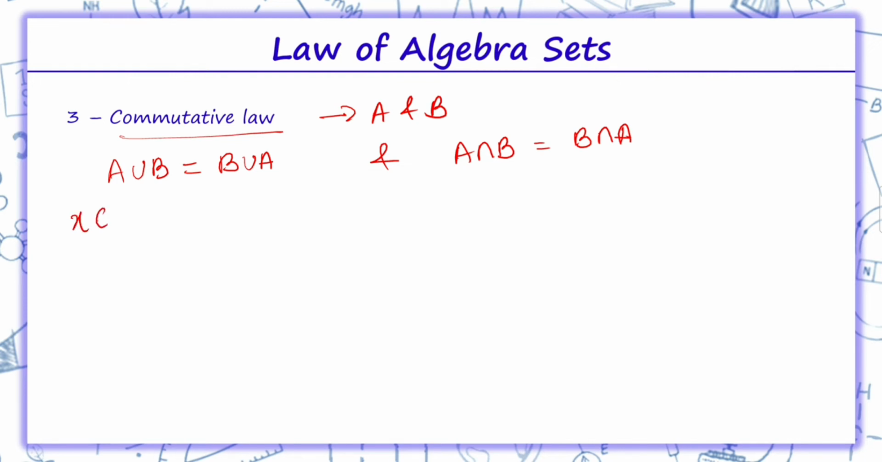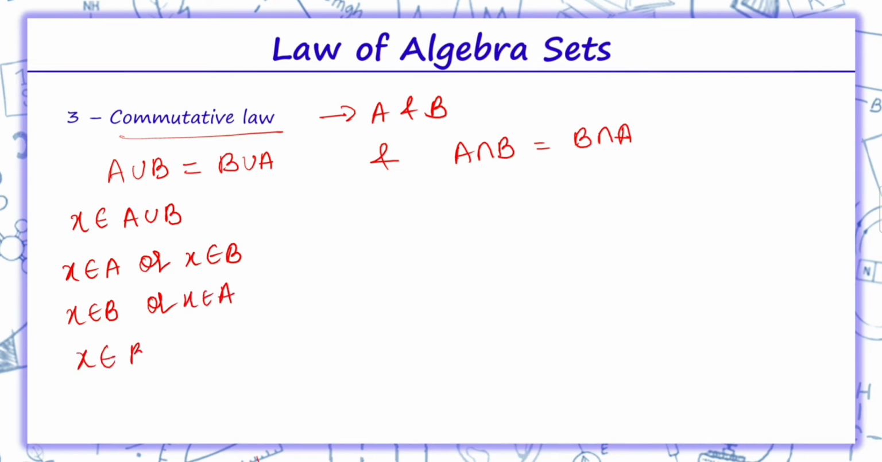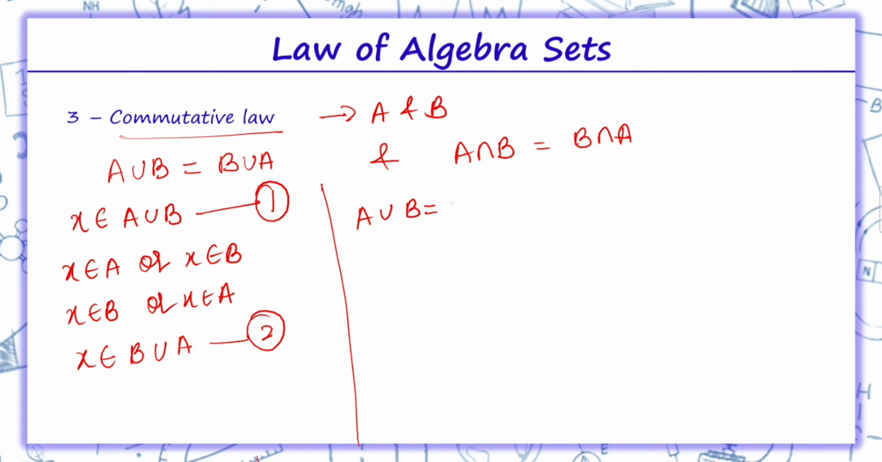Now, let's suppose I have an arbitrary element X which belongs to A union B. So this X belongs to A or X belongs to B. We can write it like this also: X belongs to B or X belongs to A. Thus, it will be written as X belongs to B union A. Previously in the first equation, we said X belongs to A union B. Now in the second equation, we explained X belongs to B union A. Thus, we can write A union B is a subset of, or equal to, B union A. So thus we have proved it. In the same manner you can prove it for the intersection part also.